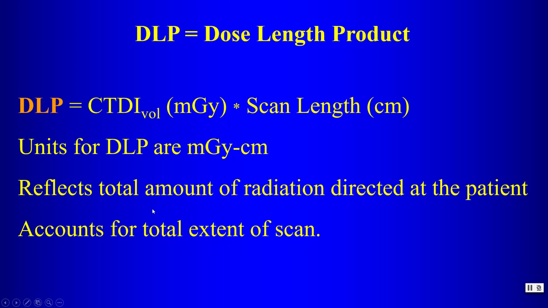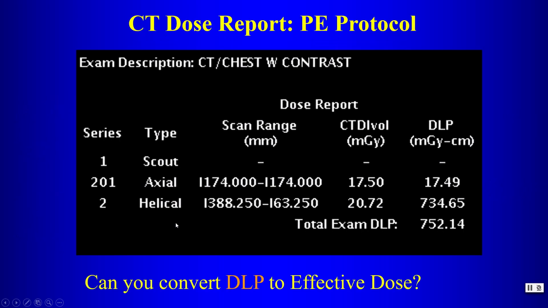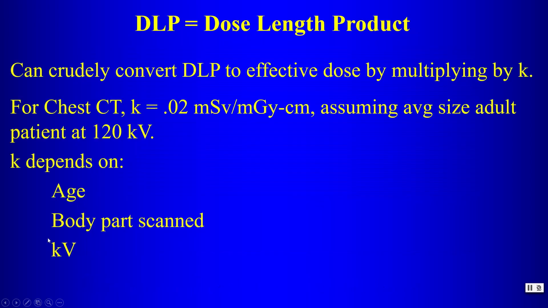This reflects the total amount of radiation directed at the patient, and it accounts for the total extent of the scan. So now, how do we convert this to effective dose? How do we get an idea of what the actual dose is for particular patients based on the protocols that we are selecting? As we've said, measuring the effective dose in a particular patient is actually very difficult to do, and so what we're doing here is just getting an estimate of what these doses might be to our general population.